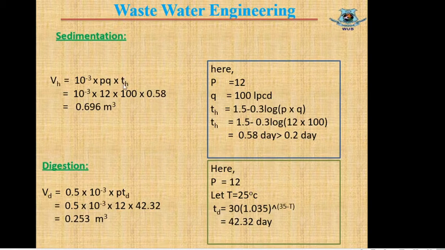TH means time for sedimentation, which can be calculated using this equation. The unknown terms are P and Q. P is 12, Q is 100. If we replace these values in this equation, we get TH equal to 0.58 day. There is a limitation that TH must be greater than 0.2 day, and this is greater than 0.2 day. So we will use TH equal to 0.58 days. So the volume of sedimentation stands to 0.696 meter cube.